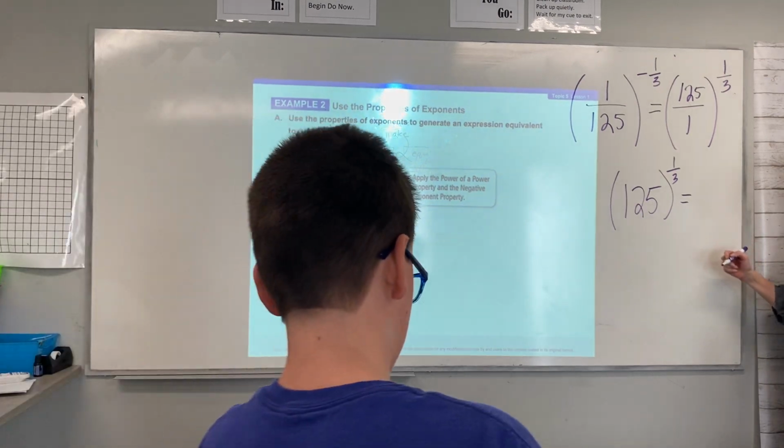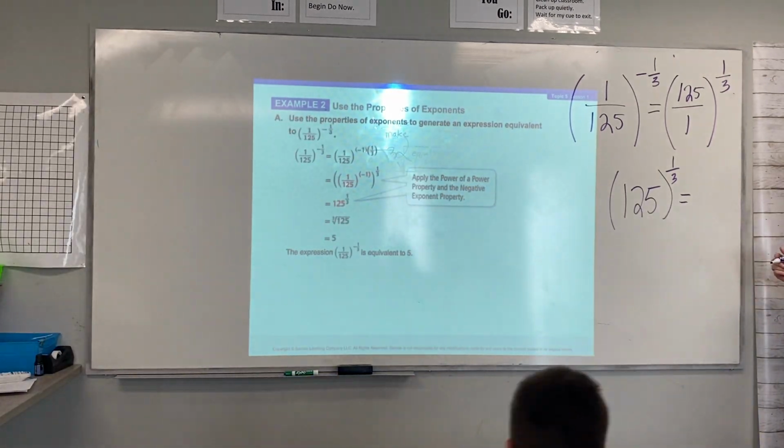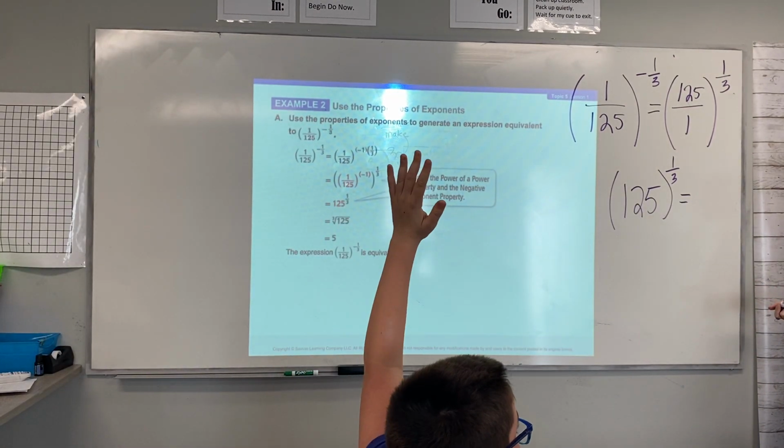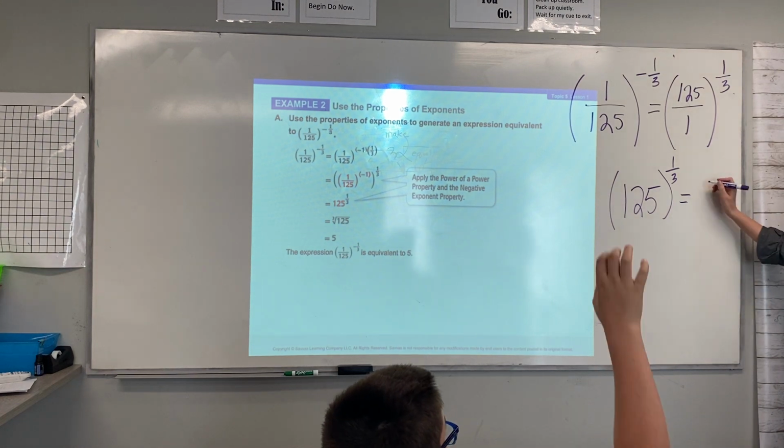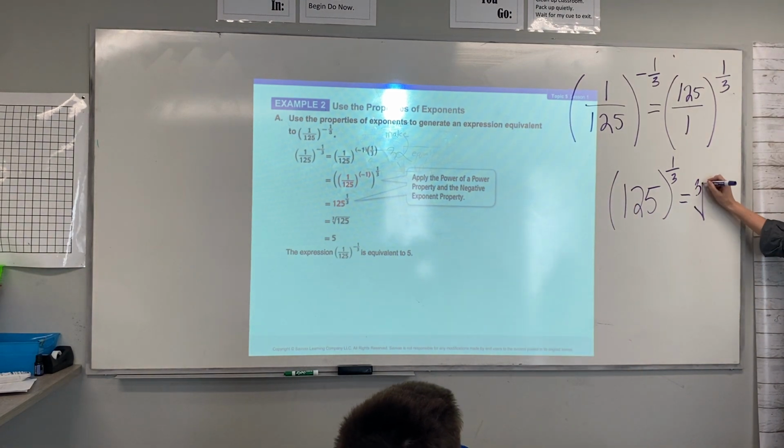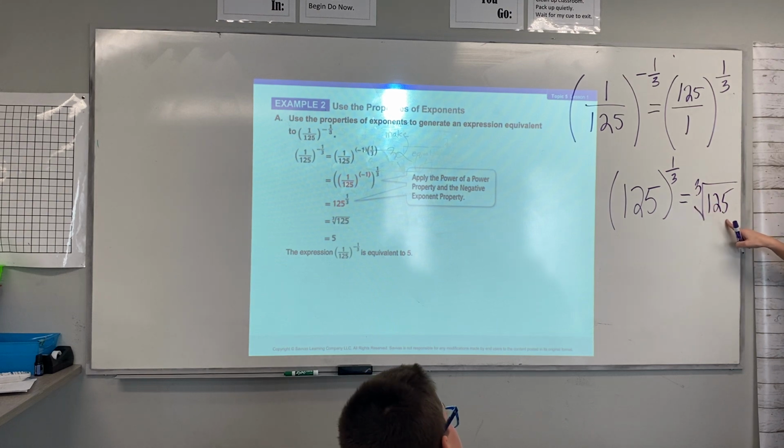We're going to rewrite this as a root. How do we rewrite it as a root? Yes, you put the 3 on the outside. You put the 3 on the outside, and under it goes 125. The cube root of 125.